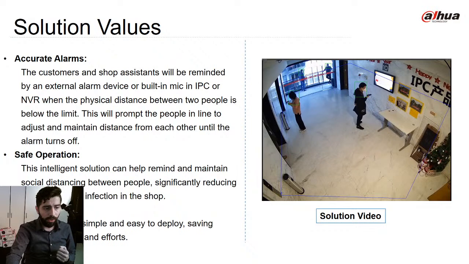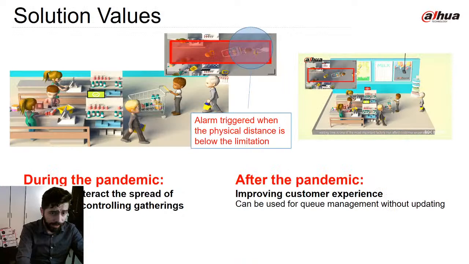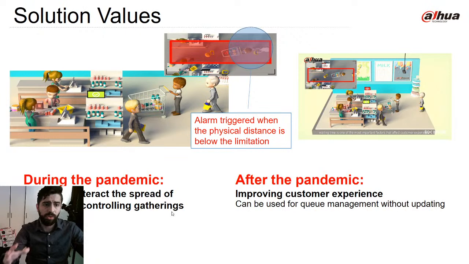It's easy to deploy. The solution is simple and easy to deploy, saving installation time and effort. During the pandemic, it helps counteract the spread of the virus by controlling gathering. The alarm will be triggered when the physical distance is below the limitation. After the pandemic, improving customer experience, it can be used for queuing management without updating, for the lines, in the waiting lines.